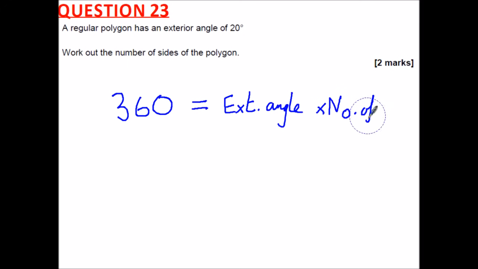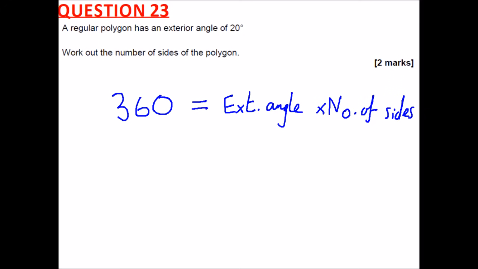Because each time you go around a corner of a polygon, you'll turn through that exterior angle. After you've gone around all the sides of a polygon, you will have turned through all the corners. You will have run around all the corners and done 360 degrees. And so the exterior angle times the number of sides, it'd be 360.